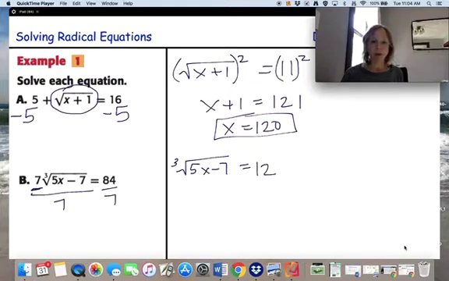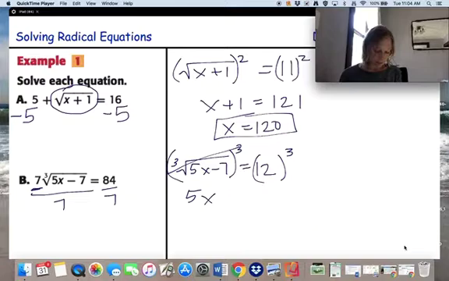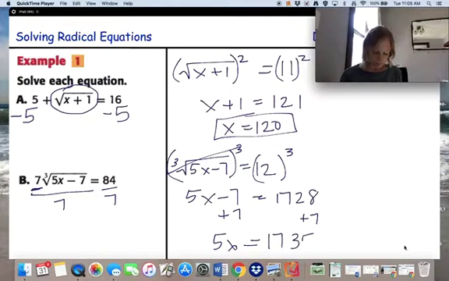Now that my radical is isolated, I am going to raise each side to the index. The index is 3, so I'm going to cube each side. Cubing a cube root cancels that, so I'm left with 5x minus 7. And that's going to equal 12 to the third power, which is 1,728. Go ahead, solve this as you know how to solve equations. We'll add 7 to each side and have 5x equal to 1735. Divide both sides by 5, and x is equal to 347.